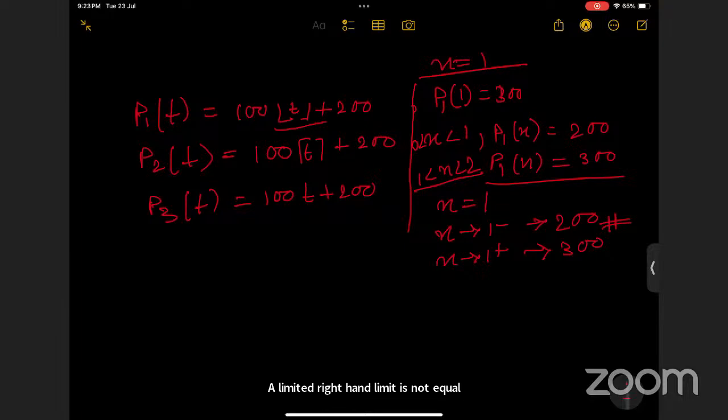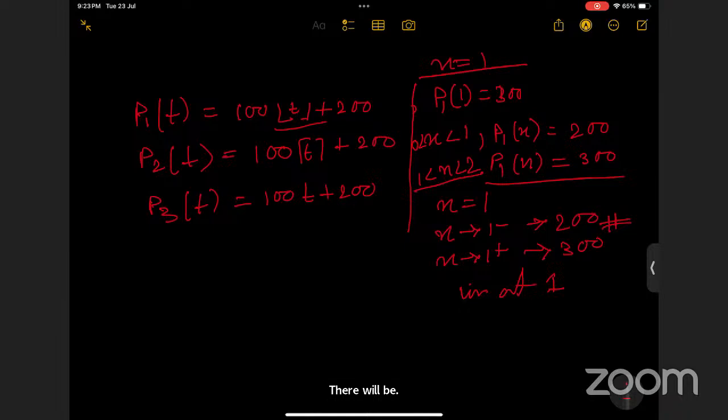So for every integer value, the left hand limit and the right hand limit will be unequal, right? So the limit doesn't exist at 1. Hence, the function is clearly not differentiable at that point. And if it is not differentiable, then the tangent doesn't exist at that point, right? For any integer point, there will be no tangent, okay?